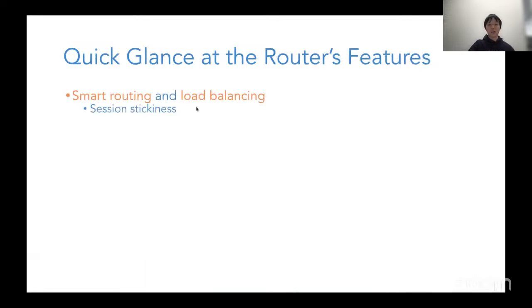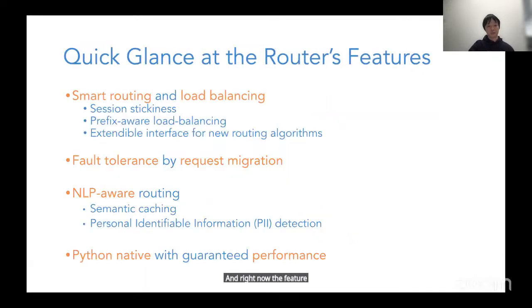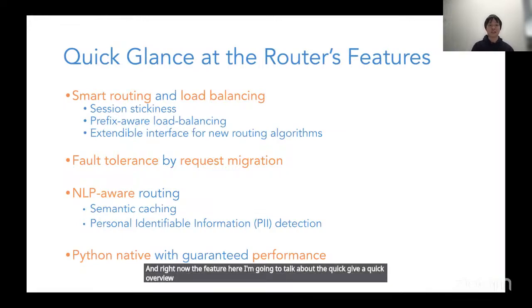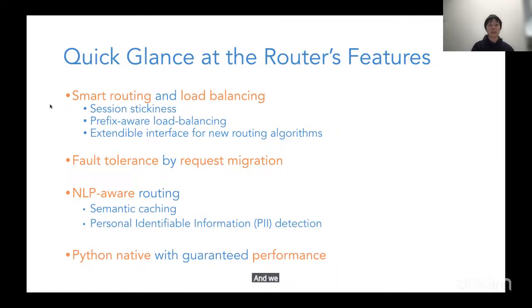And right now, I'm going to give a quick overview of the router's features. First, the router supports smart routing and load balancing. Basically, we support session stickiness and prefix-aware load balancing. I will go through the details later. We also have an extendable interface for new routing algorithms. And then we have so-called fault tolerance by request migration. I will also cover the details later.